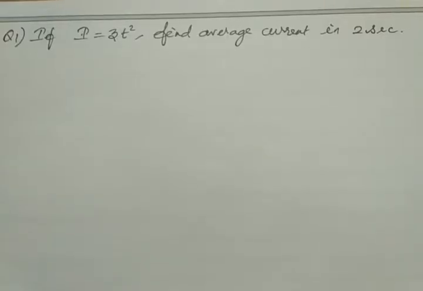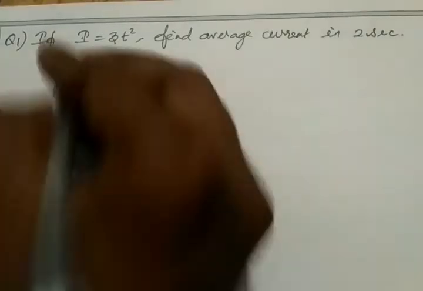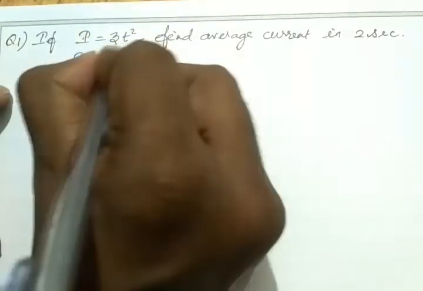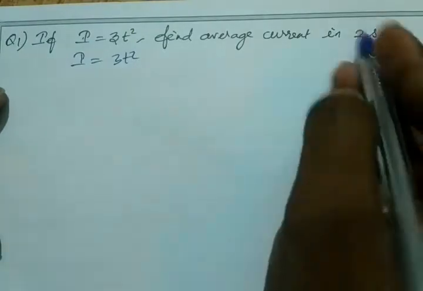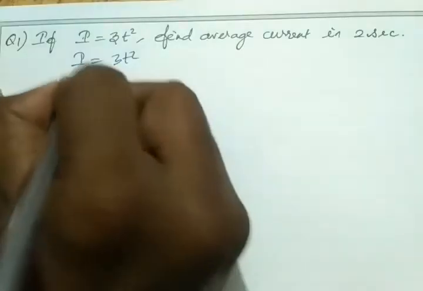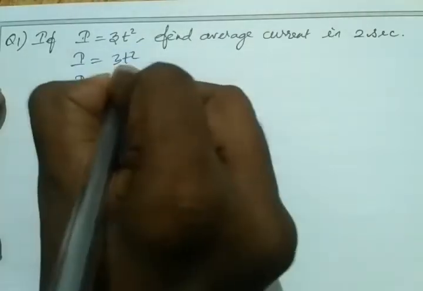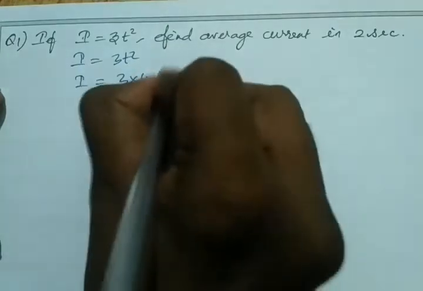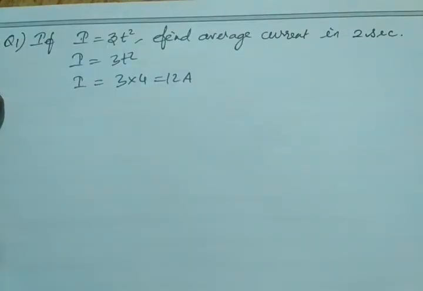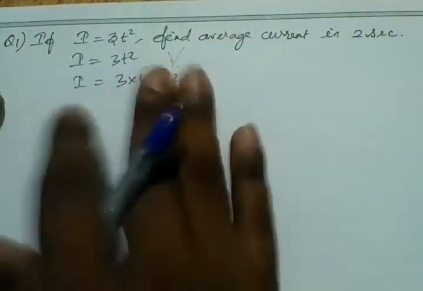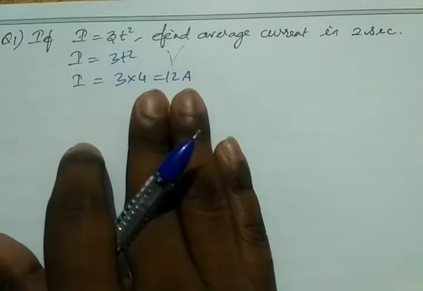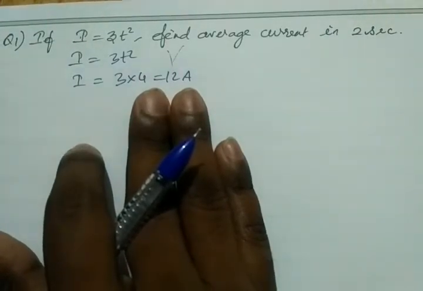We will solve one simple numerical. I equal to 3t square, then find the average current in 2 seconds. So we used to solve it like this. I equal to 3t square. If I put t as 2, then I have I equal to 3 into 4, which is equal to 12 ampere. This is wrong. Why? Because this is the equation of instantaneous current. Okay, if you solve instantaneous current, you will get somewhat like this.